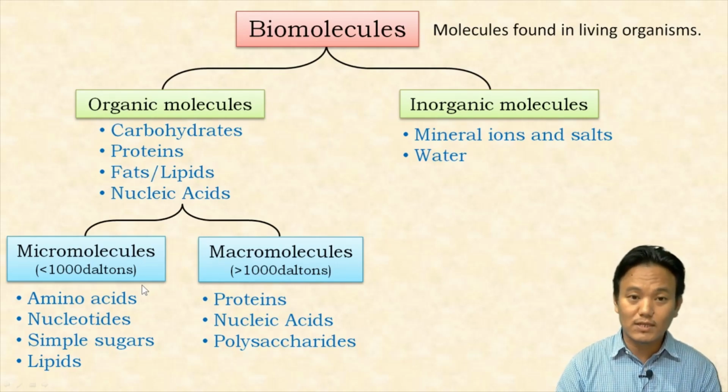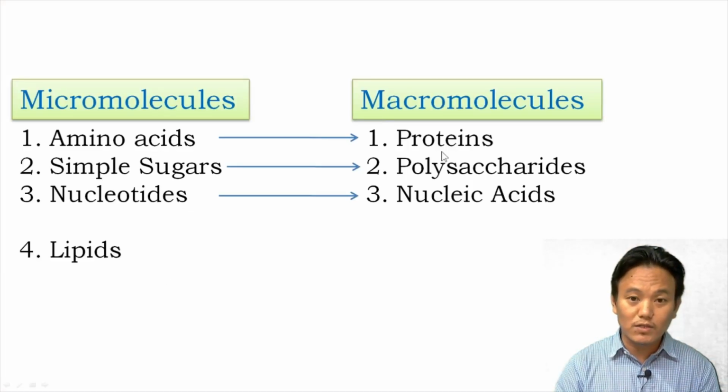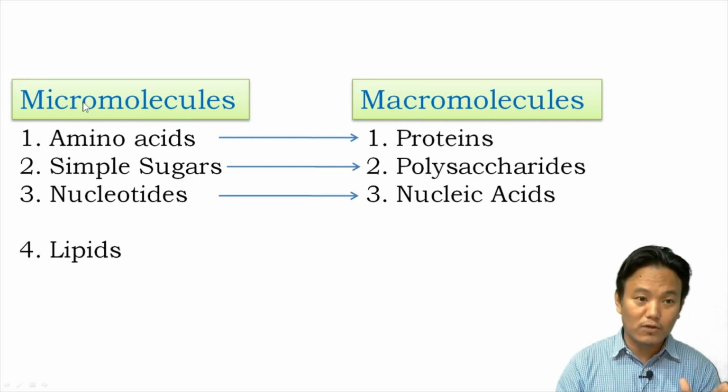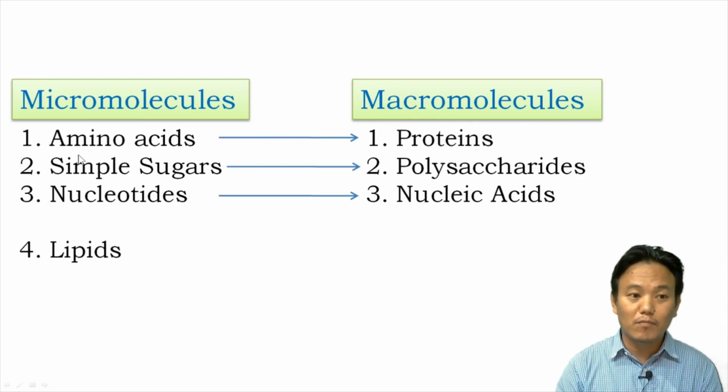Before I start today's lesson, I want you to look over here. We have two groups of biomolecules: micromolecules and macromolecules. Micromolecules: amino acids, simple sugars, nucleotides, and lipids. Macromolecules: proteins, polysaccharides, and nucleic acids. From micromolecules, amino acid, I have drawn a corresponding line towards proteins. Simple sugars, I have drawn a line towards polysaccharides. Nucleotides, I have drawn a line towards nucleic acids. There is a reason behind that.